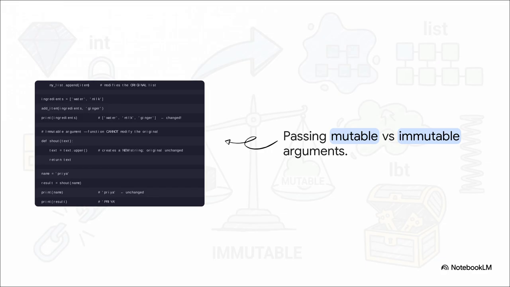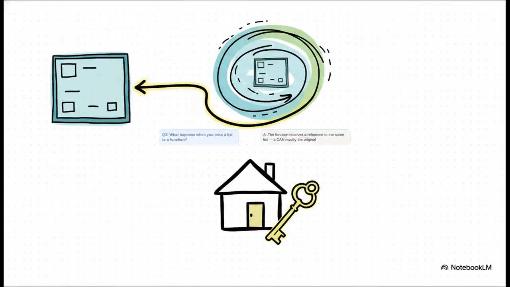But look at the shout function. It takes an immutable string and calls .upper on it. When we print our original name variable afterward, it's completely unchanged. The function could only create a brand new uppercase string to return. It was totally powerless to modify the original string. To really hammer home why that list changed, consider what happens when you pass a list to a function. The function receives a direct reference to that exact same list in memory. It does not get a safe little copy, it gets the actual keys to the house, and that is exactly why it can permanently modify your original data.